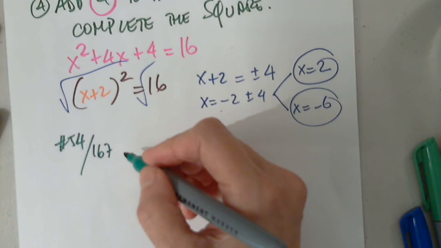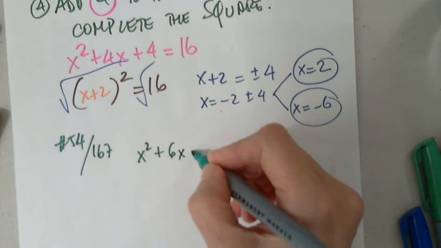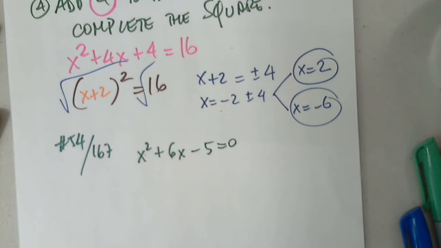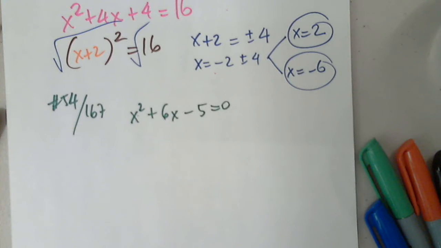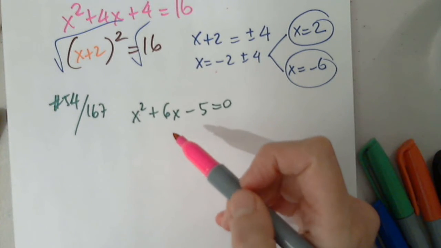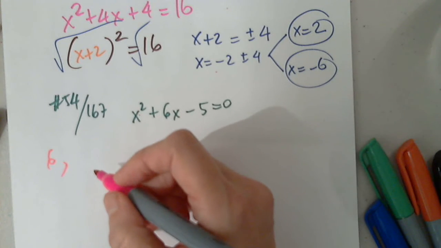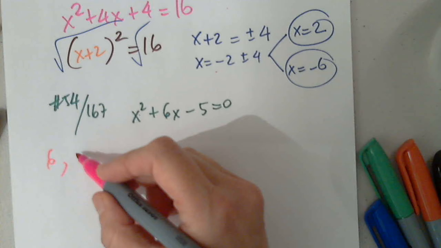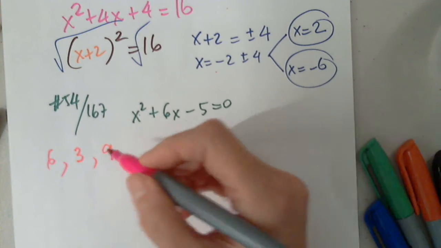167, and that is x squared plus 6x minus 5 equals 0. Okay, middle coefficient, please. Middle coefficient is? Good. Divided by 2 is? Squared is? 9. That's it.